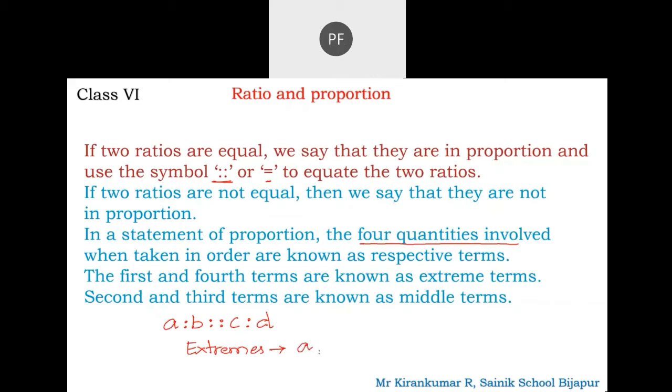Very good, A and D. Which are the means? B and C, the middle terms. You must note that the product of the extremes, A into D, will be equal to B into C, the product of the means. In case of proportion, the product of extremes will be equal to the product of means.